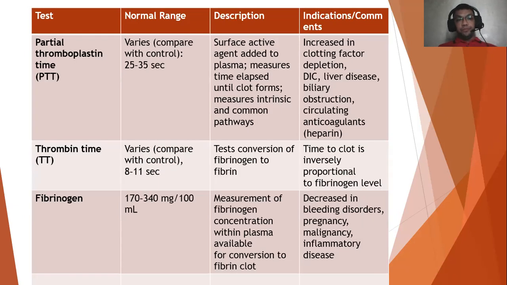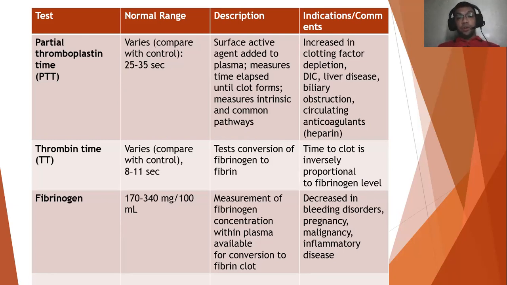It will prolong it. For the partial thromboplastin time, the PTT average time is around 25 to 35 seconds. So surface active agent added to plasma, this measures time elapsed until clot forms. So it measures intrinsic and common pathways here. Again, the indications of this is increase in clotting factor depletion, DIC, like the other from PT, liver disease, biliary obstruction, and if the patient is taking any anticoagulant such as heparin.